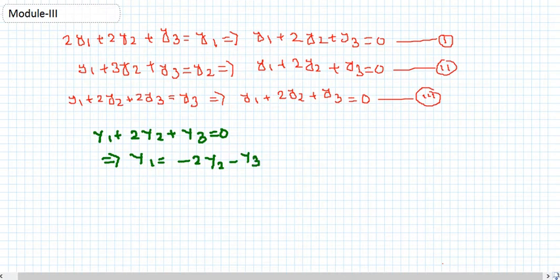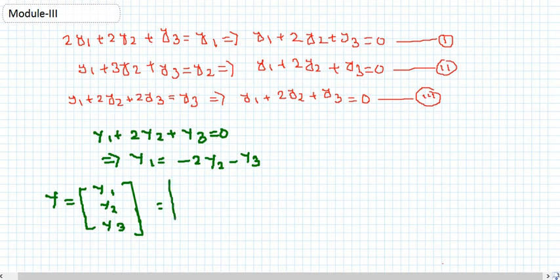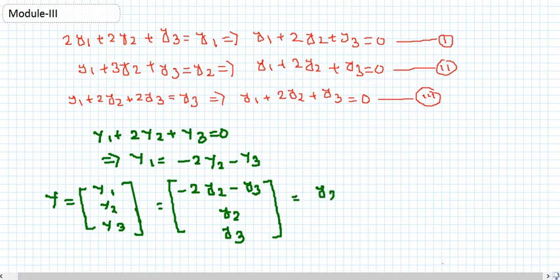Now the vector y is basically y1, y2, y3. What we're going to do is put in the value of y1. So we get -2y2 - y3, y2 and y3. So the vector y can be written in this way. If I take the common y2, you can write this vector in this way.